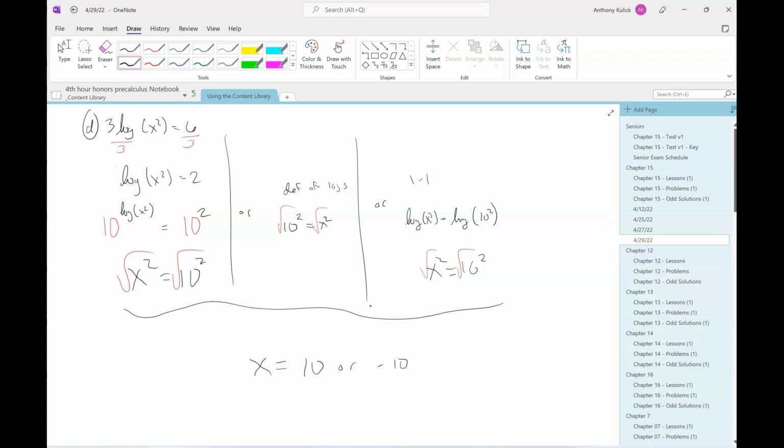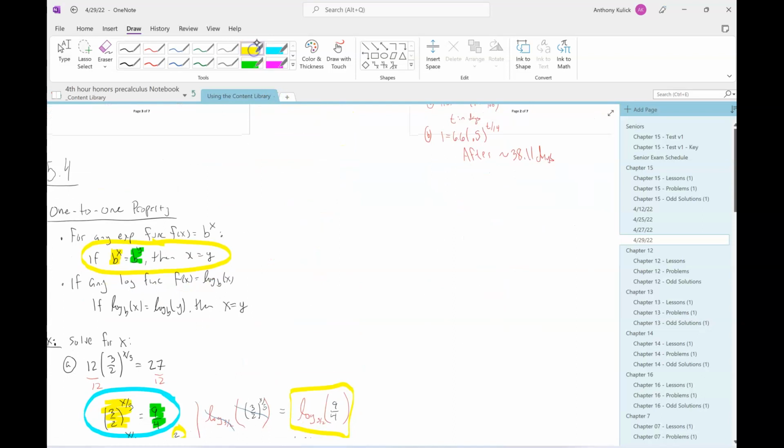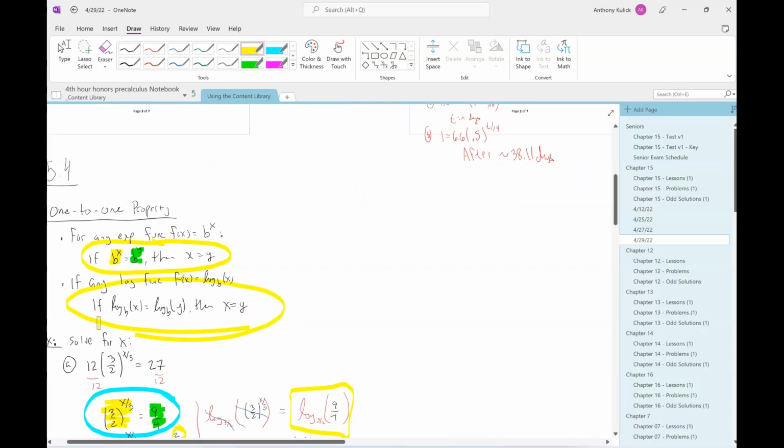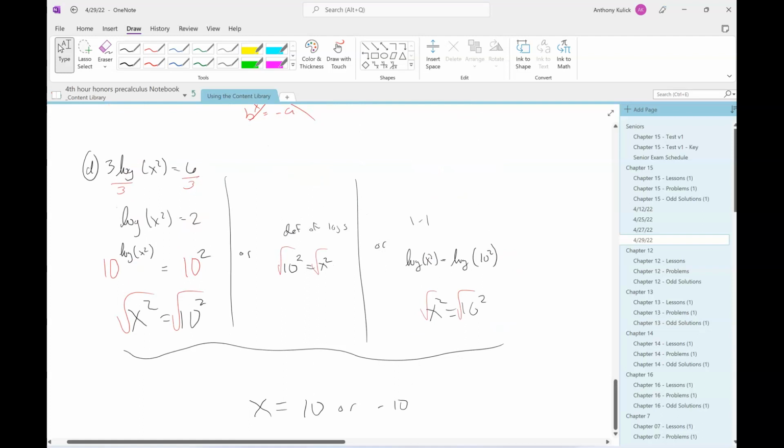For the last one, I used the one-to-one property. It says if I have log of x equal to log of y, then x has to equal y. That's all I used. I rewrote 2 with a logarithm. 2 would equal log base 10 of 10 squared, because log base 10 cancels exponent base 10, leaving me with 2.